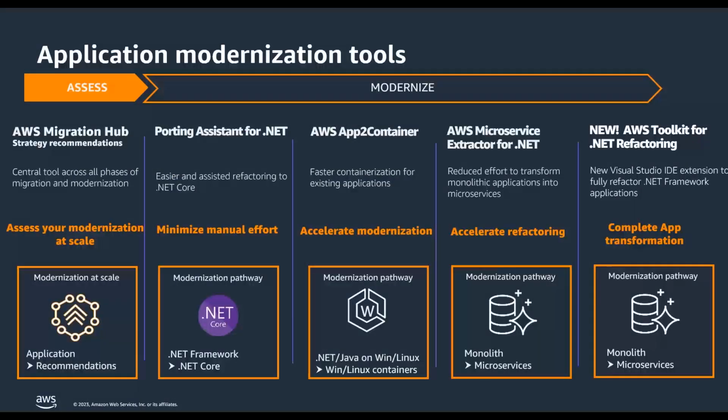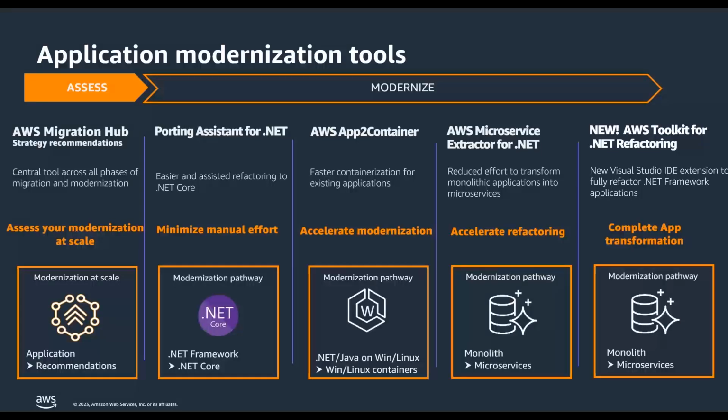So AWS offers several tools to expedite your modernization journey. In this slide, I'm showing you some of the tools for application modernization. I won't go deeper in this session because all these tools are usually covered in our different webinars, and today's focus is more on app to container. But just to give you a summary, in the assess phase, we have Migration Hub Strategy Recommendations, which provides an assessment of your application portfolio in an automated manner. Using this tool, you can get recommendations on your modernization pathways.